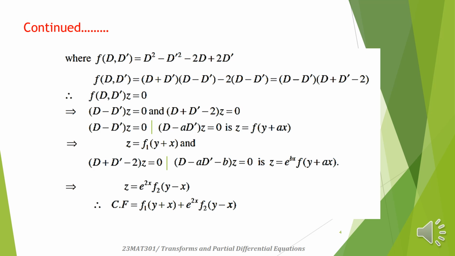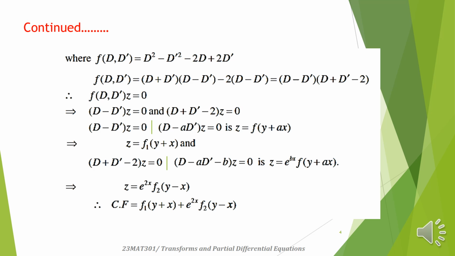For D square minus D dash square, it is of the format a square minus b square, which is a plus b into a minus b. Minus 2 I am taking commonly outside. From the third and fourth terms, I'll get D minus D dash. Now I'm taking D minus D dash commonly outside. What I'll get is D plus D dash minus 2. So what is the format? D minus D dash, that is D minus aD dash. If it is D minus aD dash, then my complementary function will be f of y plus ax. The value of a is minus 1. Sorry, the value of a is 1.